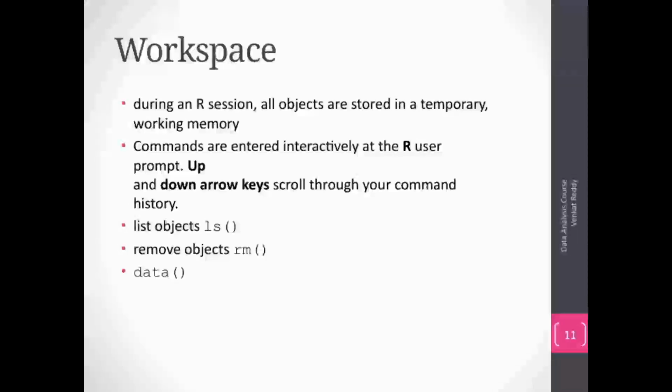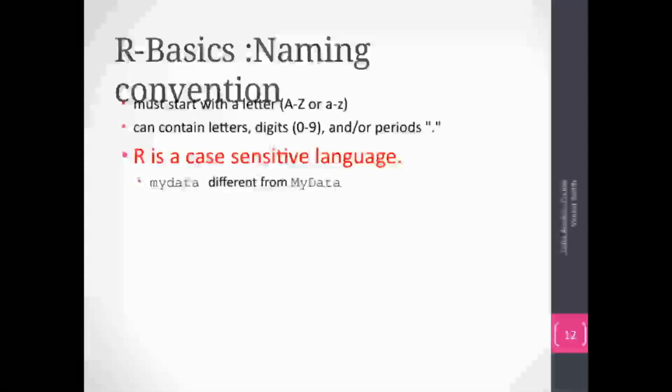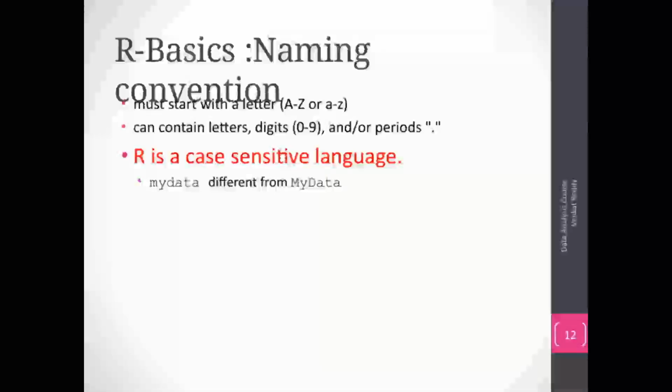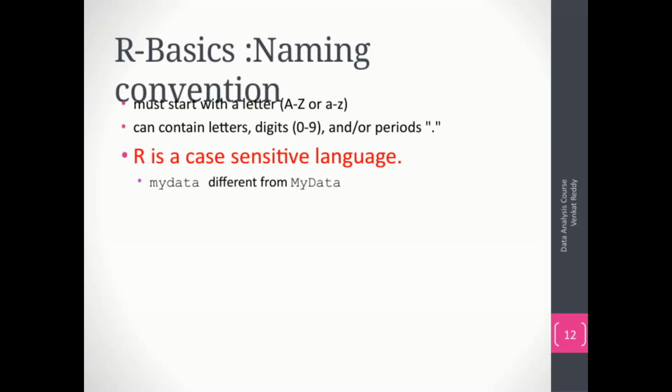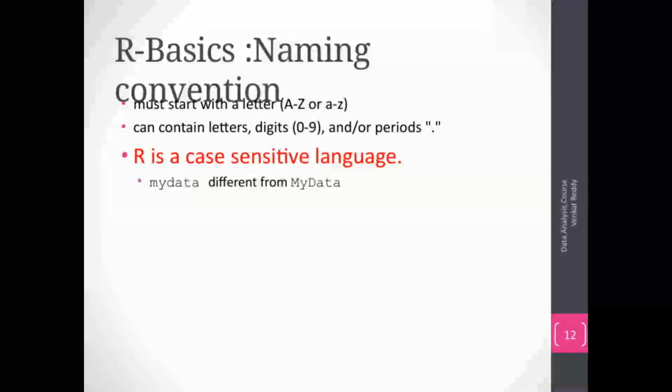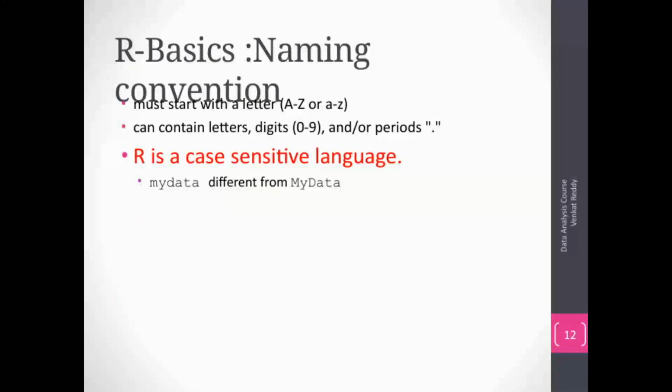Welcome to slide 12 of our data analysis course. Today, I want to focus on the importance of naming conventions in R. As you know, variable names in R must start with a letter, either uppercase or lowercase. After that, they can include letters, digits, and even periods. It's essential to remember that R is a case-sensitive language. This means that myData and mydata are considered two completely different variables. Paying attention to this detail helps prevent bugs and confusion in your code.